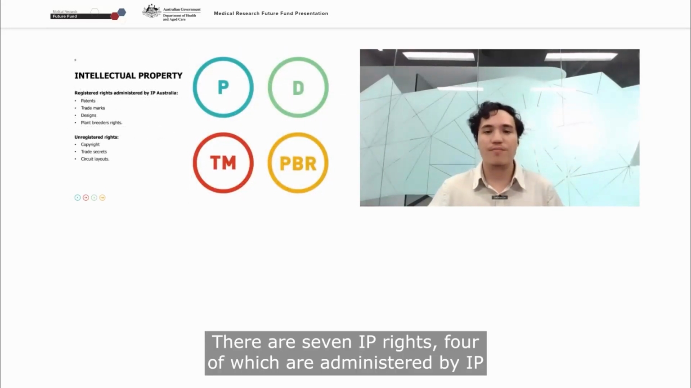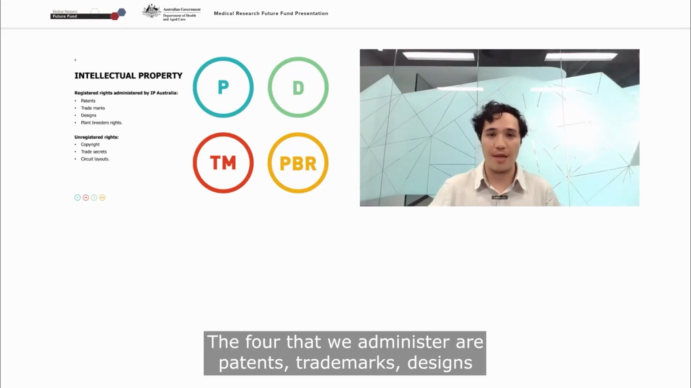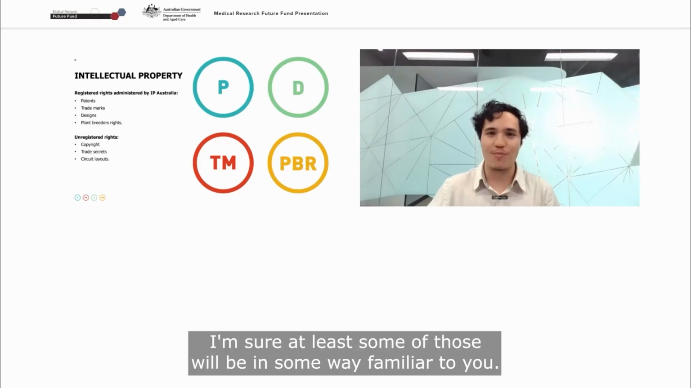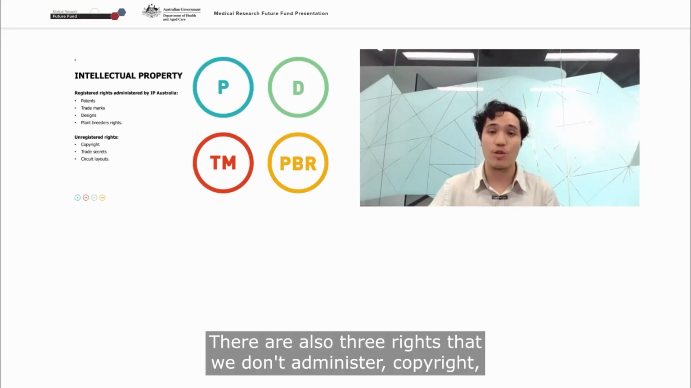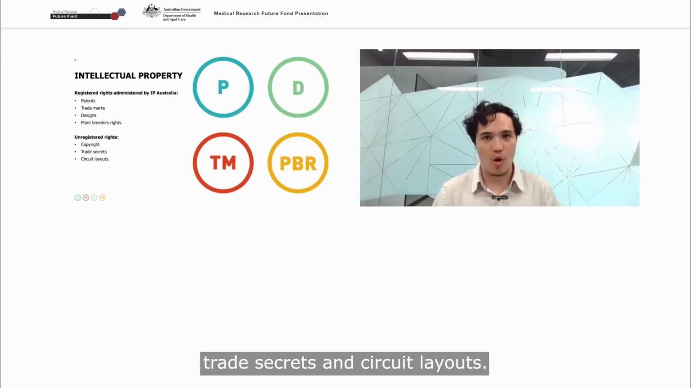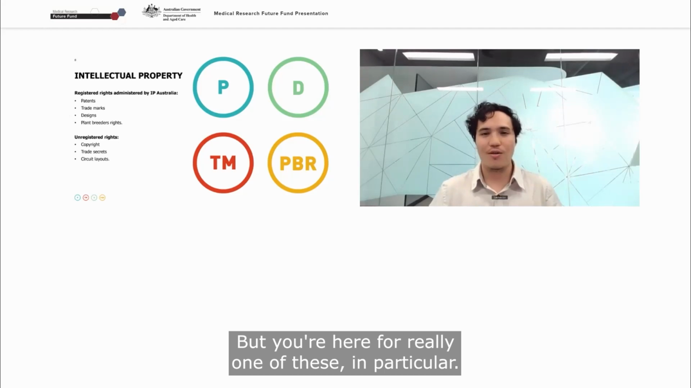There are 7 IP rights, 4 of which are administered by IP Australia and 3 which are not. The 4 that we administer are patents, trademarks, designs, and plants breeders' rights. And I'm sure at least some of those will be in some way familiar to you. There are also 3 rights that we don't administer: copyright, trade secrets, and circuit layouts. Of these, copyright is probably the most well-known, but you're here for really one of those in particular.